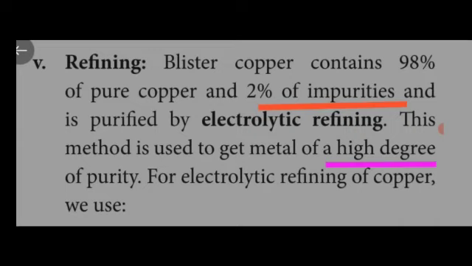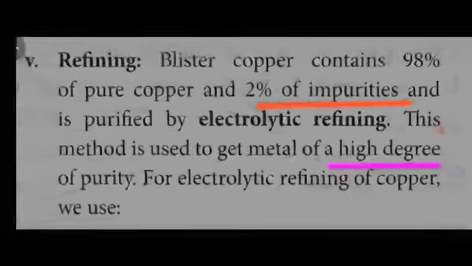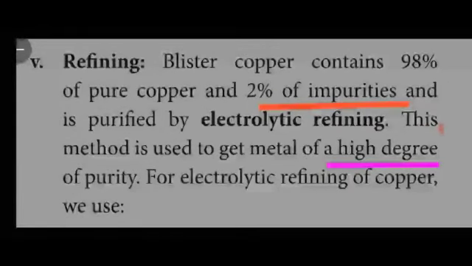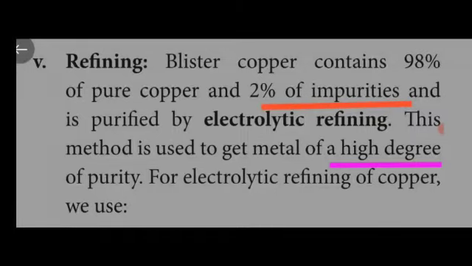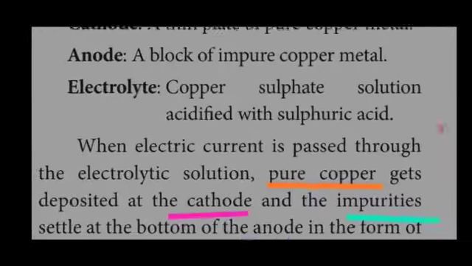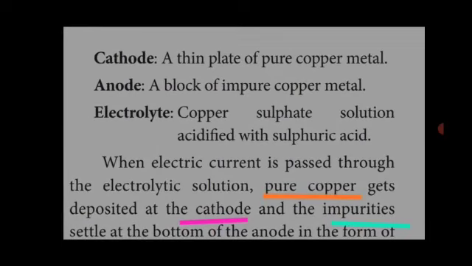In electrolytic refining, blister copper contains 98% pure copper and 2% impurities. The 2% impurities are removed by electrolytic refining. This method is used to get metal of a high degree of purity, that is, 100% pure metal. For electrolytic refining of copper, we use cathode, anode and electrolyte.